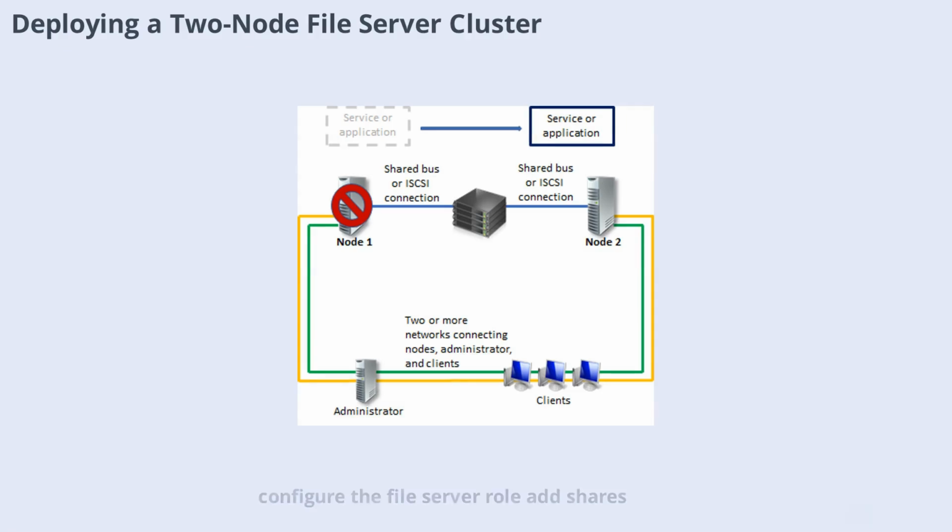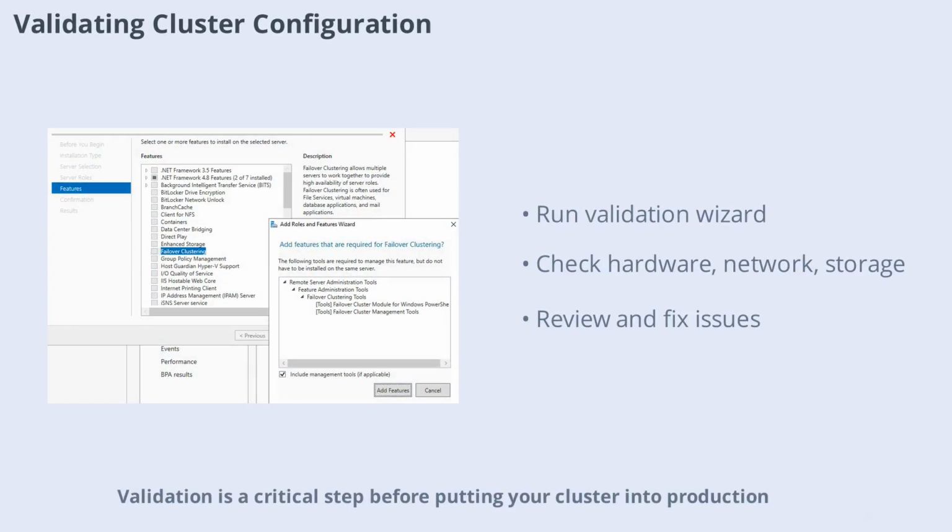Finally, configure the file server role, add shares, and test failover to ensure seamless service continuity. Validation is a critical step before putting your cluster into production. Use the Failover Cluster Manager's validation wizard to run a series of tests on servers, networks, and storage. These tests check for hardware compatibility, network redundancy, and storage reliability.